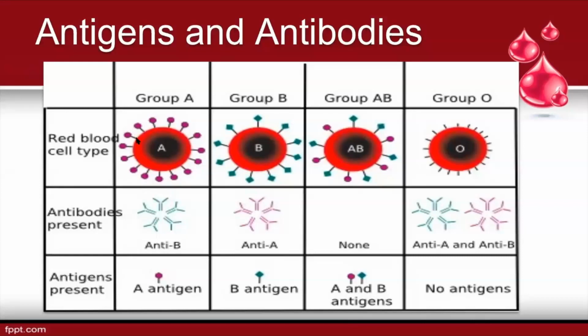So if you have A blood, you have the B antibody. If you have B blood, you have the A antibody. If you have AB, you have neither, or you would attack your blood. If you have O, and Ray, this is why O can only receive O, because they have both antibodies.